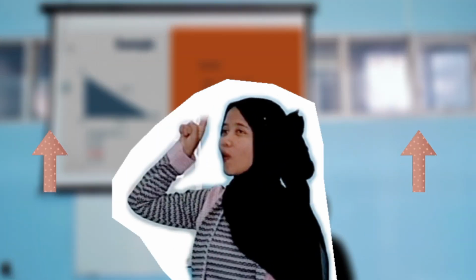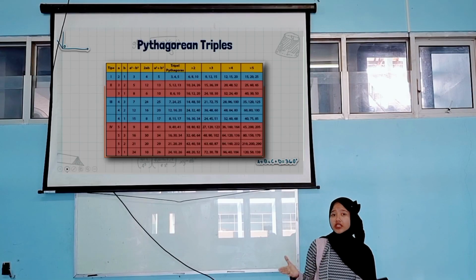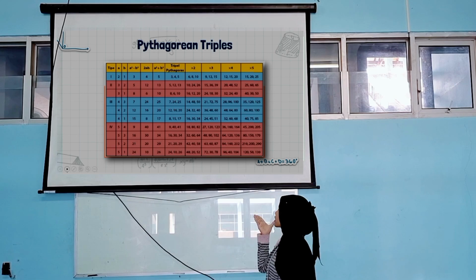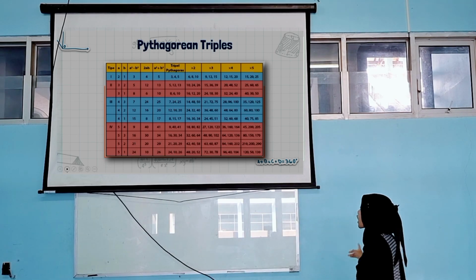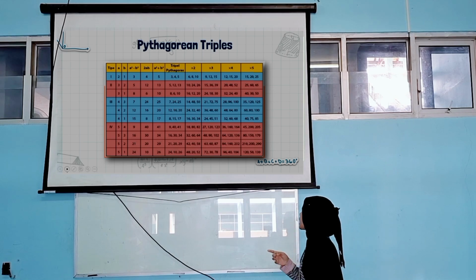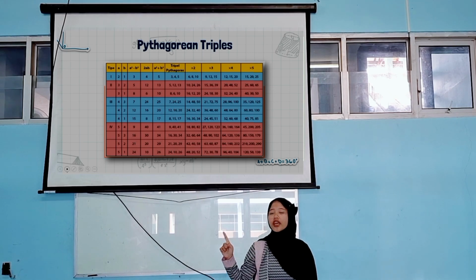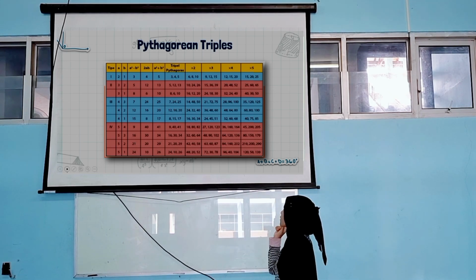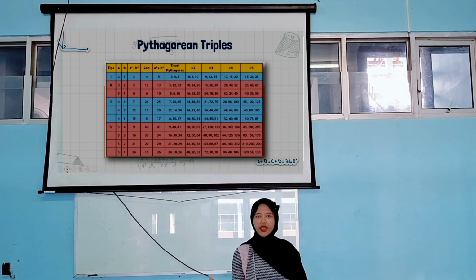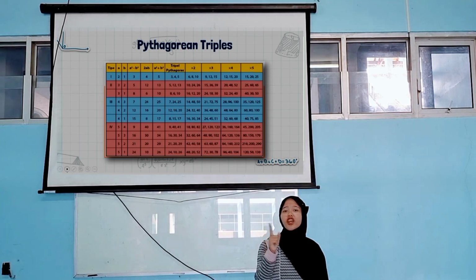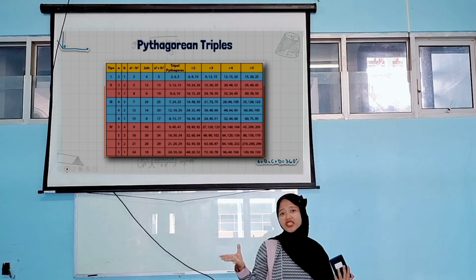Now, let's go one level up. There are special sets of numbers called Pythagorean triples. Like 3, 4, 5; 5, 12, 13; 7, 24, and 25; 12, 16, and 20. These numbers always make right angle triangles. Try squaring and adding them. It works like a charm.